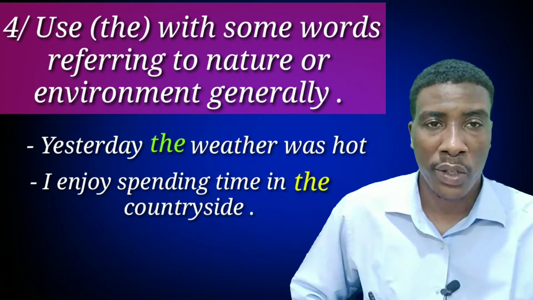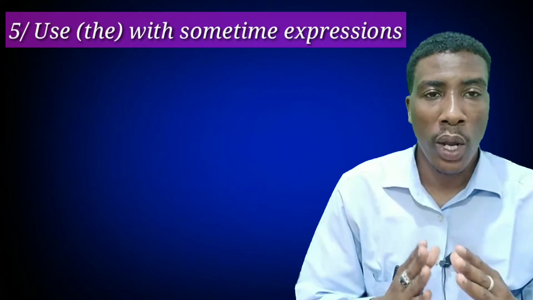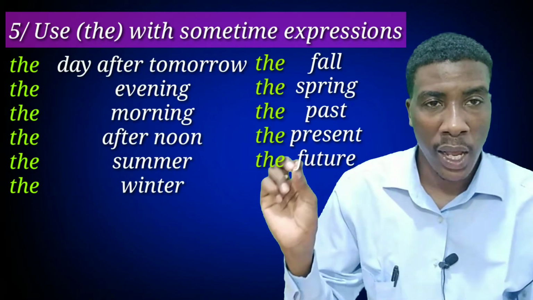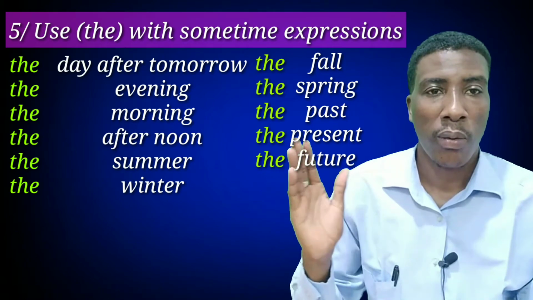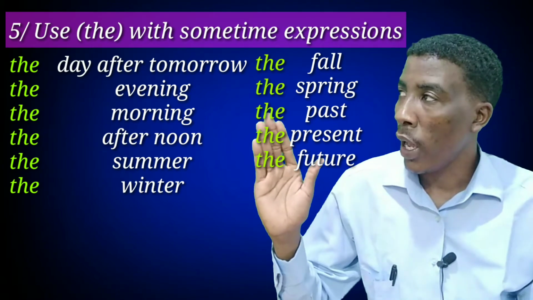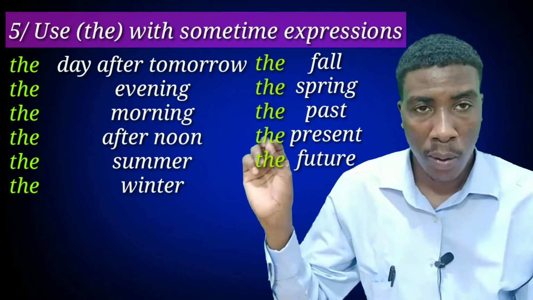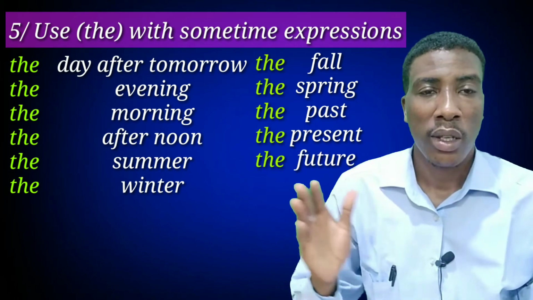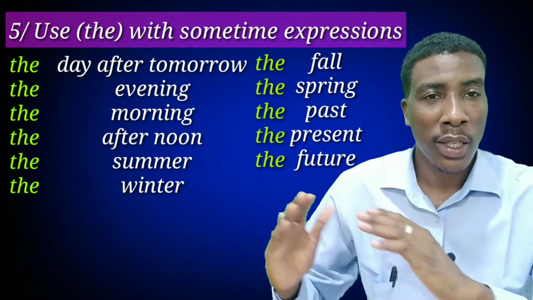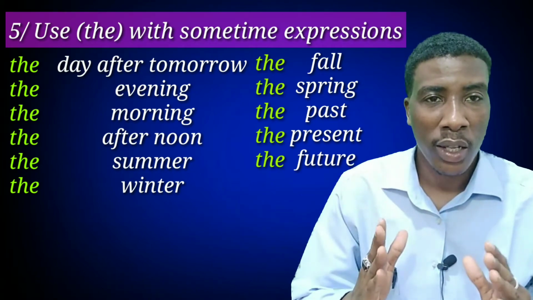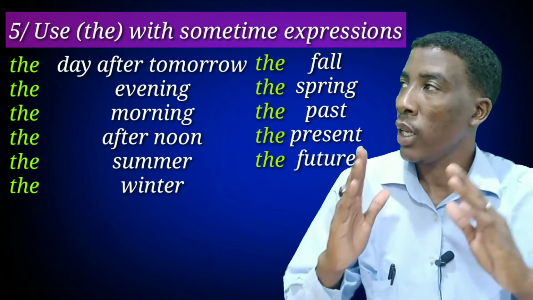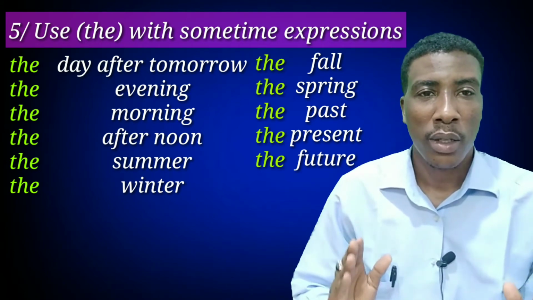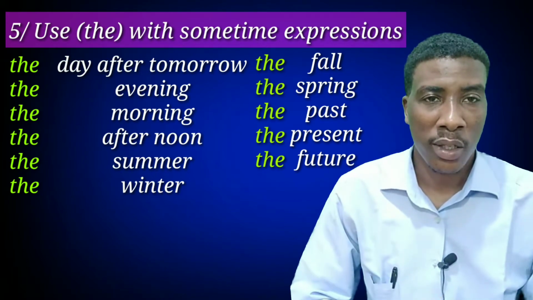That is an article. The rule number 5, use the with some time expressions. For example, like the day after tomorrow, in the evening, in the morning, in the afternoon, in the summer, in the winter, in the fall, in the spring, in the past, in the present, in the future, like this.